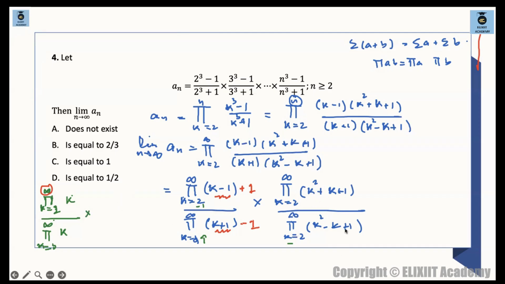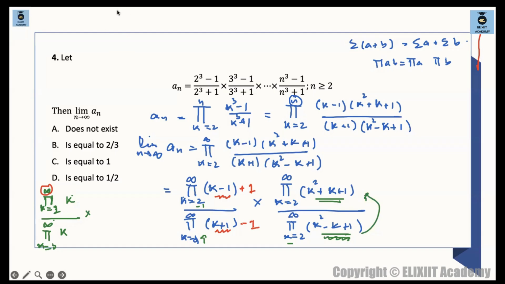Similarly, we'll do the same sort of indexing over here as well. So product of k is equal to 2 to infinity. Now k square plus k plus 1 is a standard quantity. This is not a standard quantity. What we can do is, using a small simplification, we can bring this one, k square minus k plus 1, into this form. This is a very important simplification.